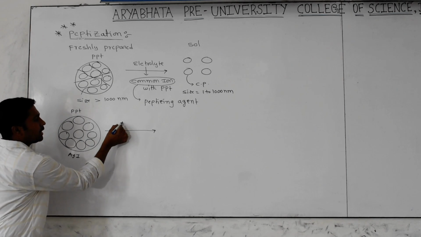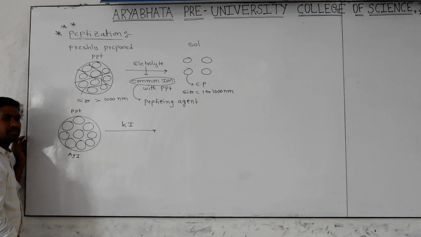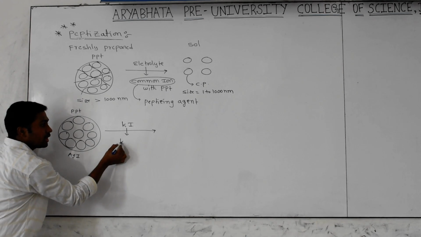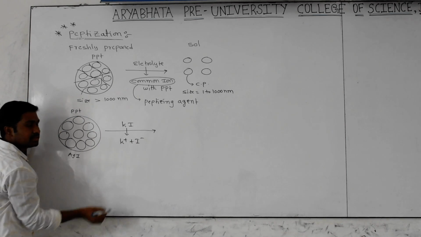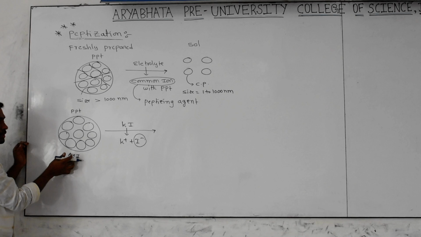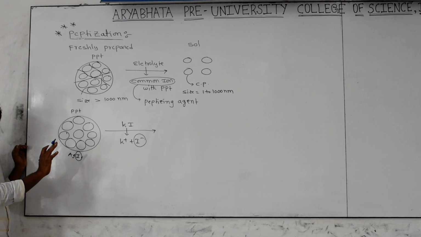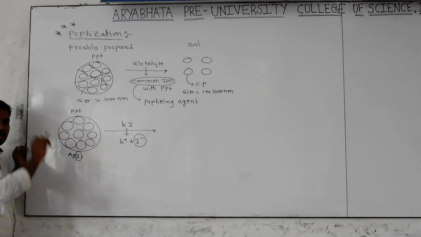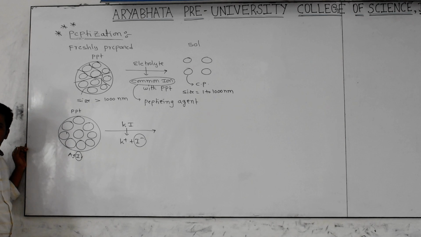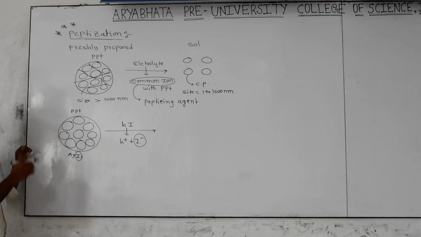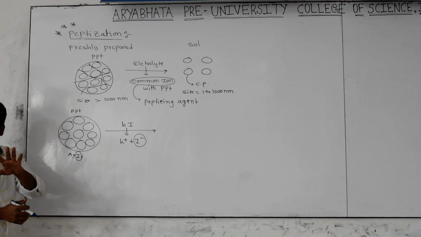For example, I am adding KI. Is it enough? Yes. Why? In this added electrolyte, after decomposition, we get K plus and I minus. So I minus is the common ion with the precipitate. In the precipitate, iodide is already there, and here also iodide is there. It is acting as the peptizing agent. Other than KI, I can use one more. You can use silver nitrate. Silver nitrate decomposes into Ag plus and NO3 minus. Ag plus is the common ion with the precipitate. We can use either Ag or NO3; it's not a condition.